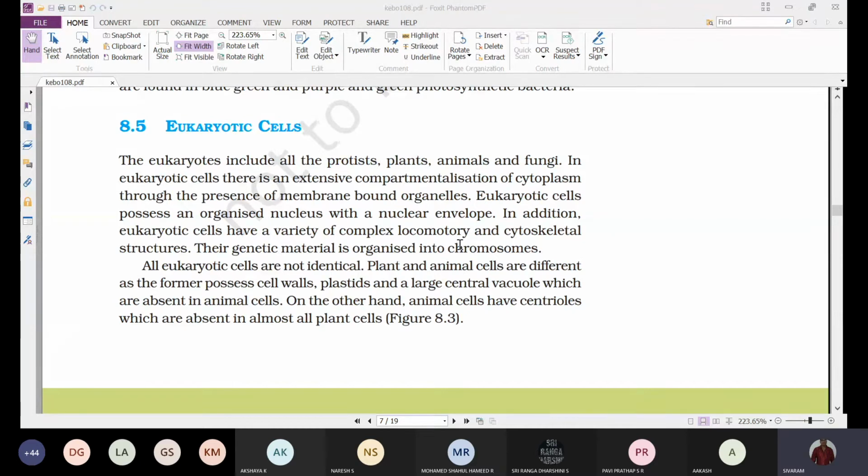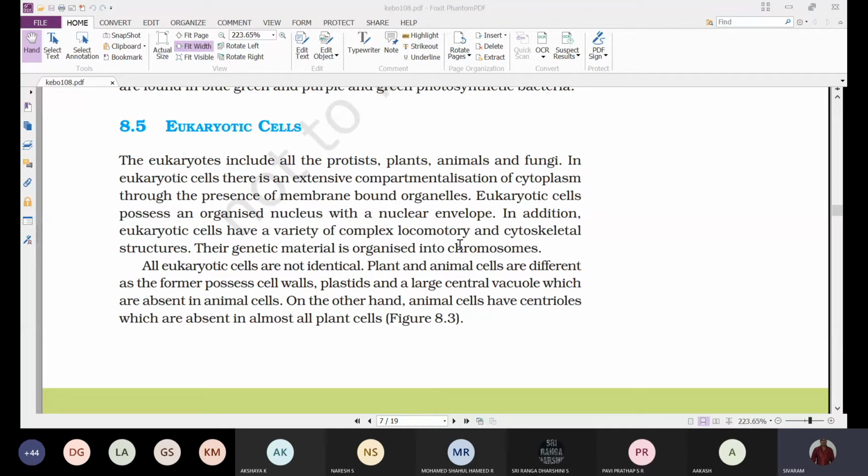Next, eukaryotic cells possess an organized nucleus with a nuclear envelope. In prokaryotes, the genetic material is scattered in the cytoplasm. There is no particular region in the cell where this genetic material is present. But in eukaryotes, the genetic material is placed in a certain position, enclosed by a nuclear envelope, which we call a nucleus.